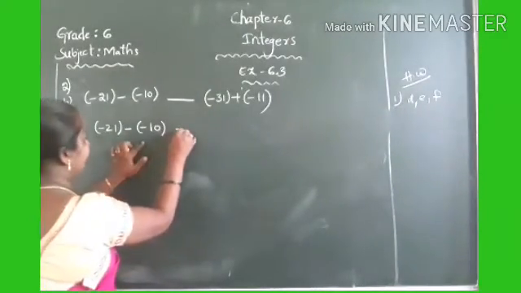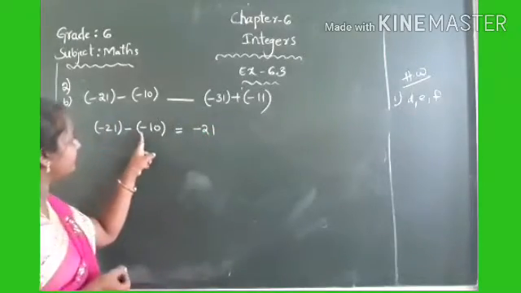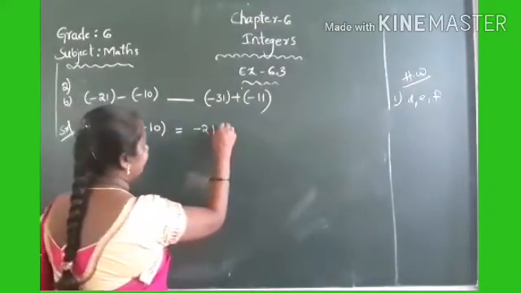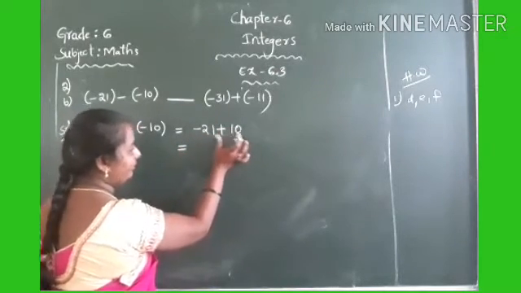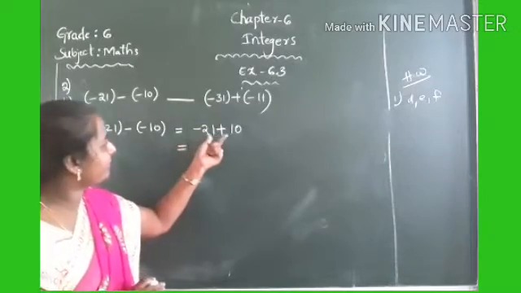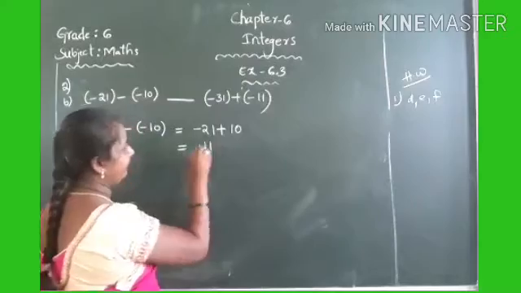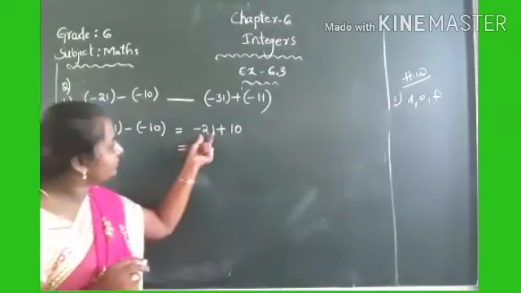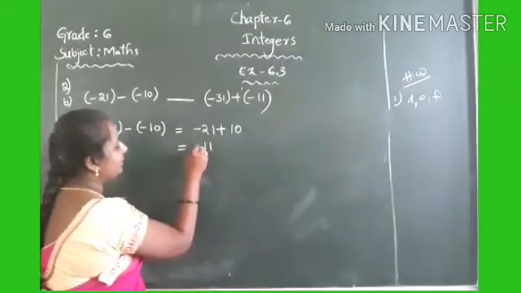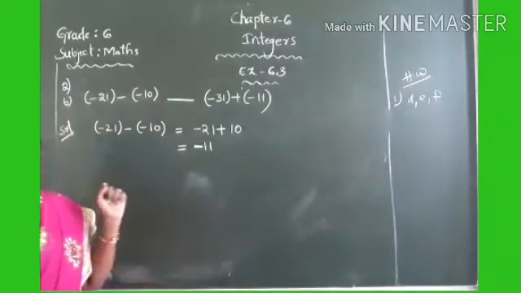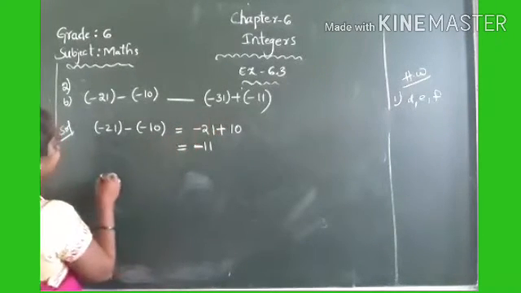It is equal to, simplify, minus 21 minus into minus plus 10. 21 and 10, you have to subtract. 21 minus 10, how much? It is equal to 11. But remember here, in front of 21 which sign is there? Minus. So you have to give minus sign. Okay? Right.